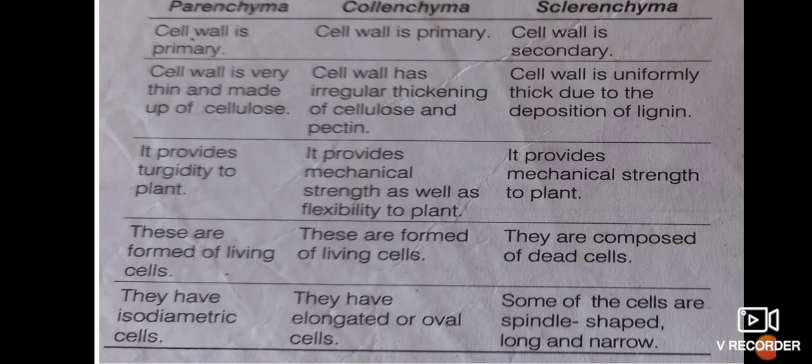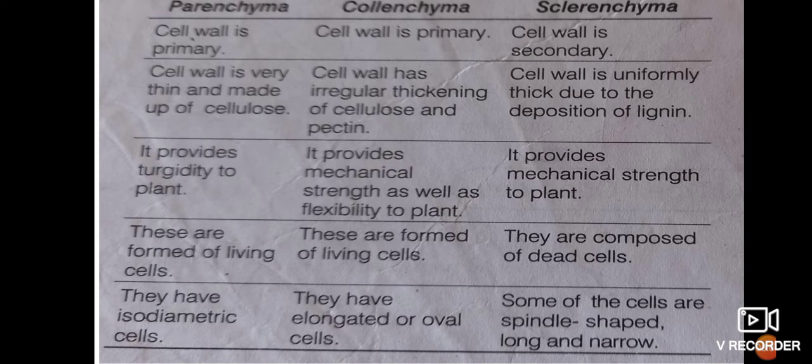Okay, moving on to the second difference: three main types, that is parenchyma, collenchyma and sclerenchyma. So dear students, first of all I want to tell you that parenchyma, collenchyma and sclerenchyma are the types of simple permanent tissue. Permanent tissue is again subdivided into two classes, simple permanent tissue and complex permanent tissue. Here we first talk about simple permanent tissue, in which three tissues are there: parenchyma, collenchyma and sclerenchyma.